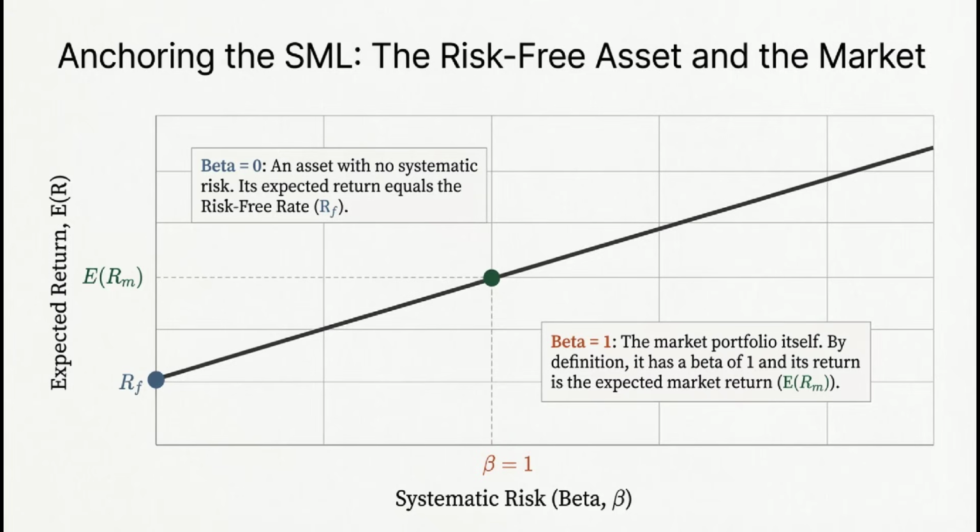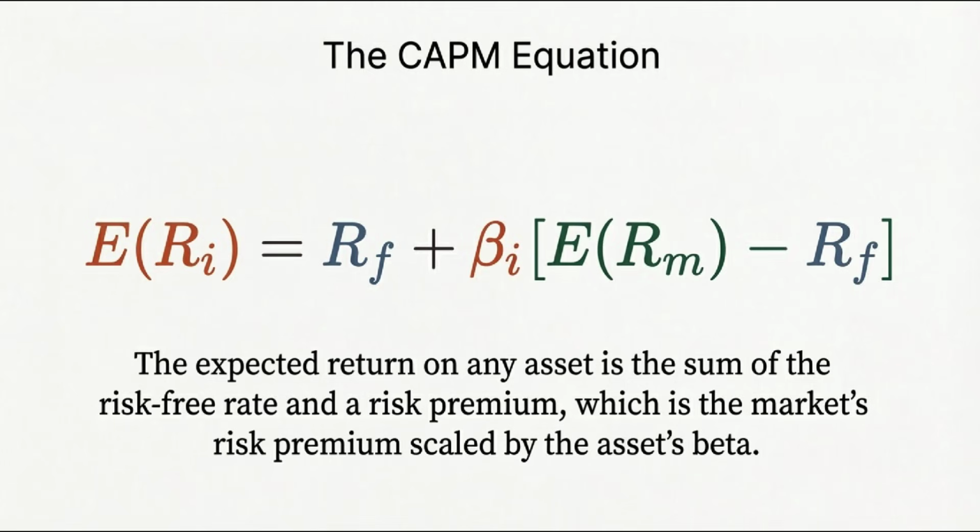And the second anchor point. The market portfolio itself. By definition, the market moves perfectly with the market. So what's its beta? It has to be 1. It has to be 1. So our second point is, when beta is 1, the expected return must be the expected market return, or ERM. The SML is the line that connects those 2 dots.